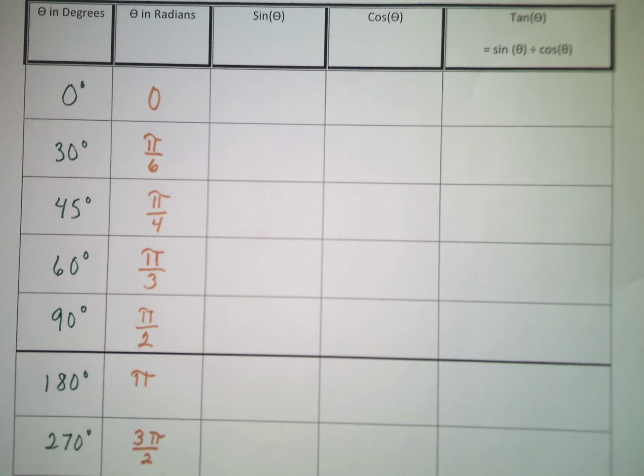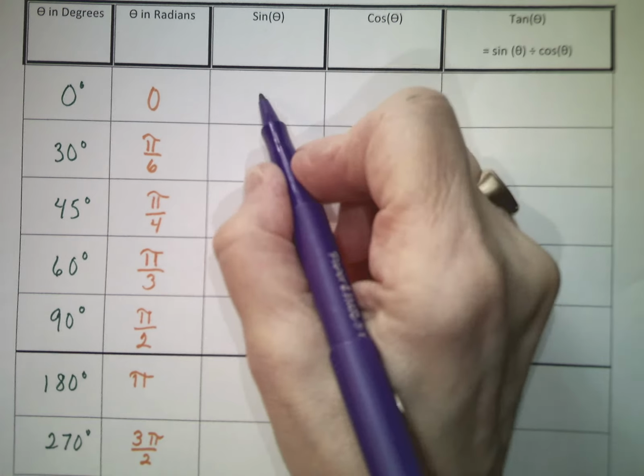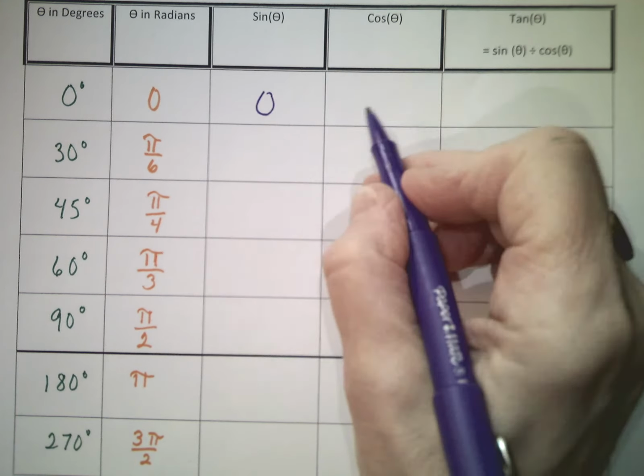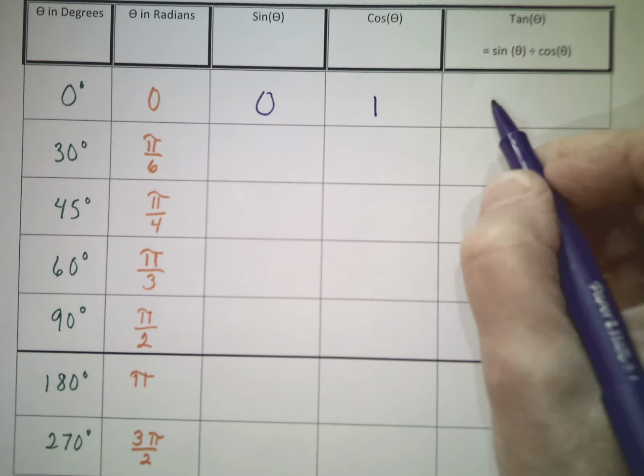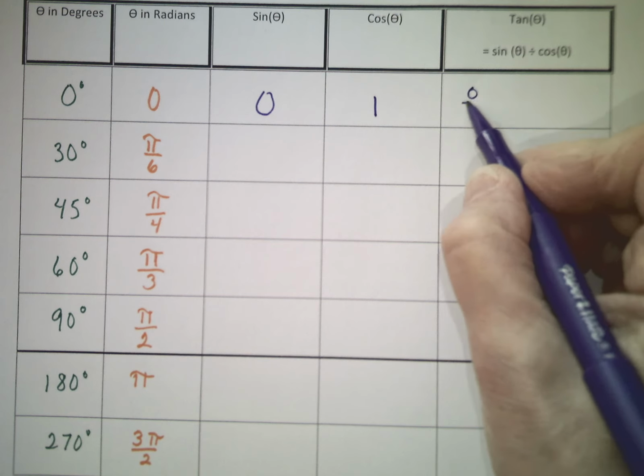Okay, the sine values. And I'm just going to fill these in. The sine value for 0 is 0. Cosine value is 1. Tangent value is the sine divided by the cosine.